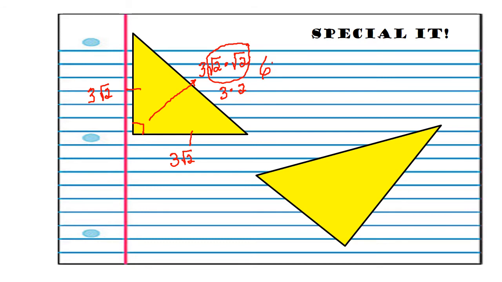And likewise, we can walk backwards. Notice we multiplied to go forward to the hypotenuse. To go backwards, we're going to have to divide by the square root of 2. So this would be 6 divided by the square root of 2. We have to make it proper.